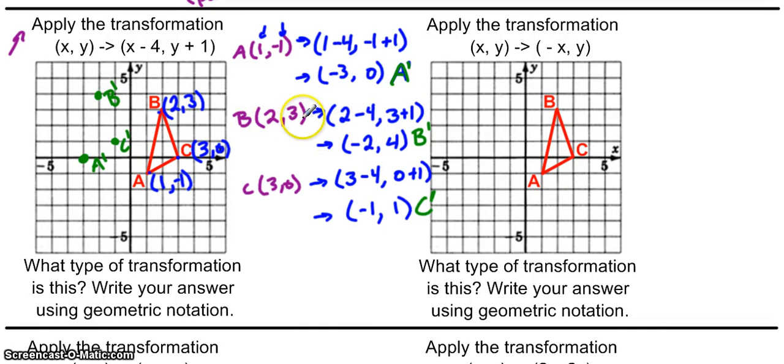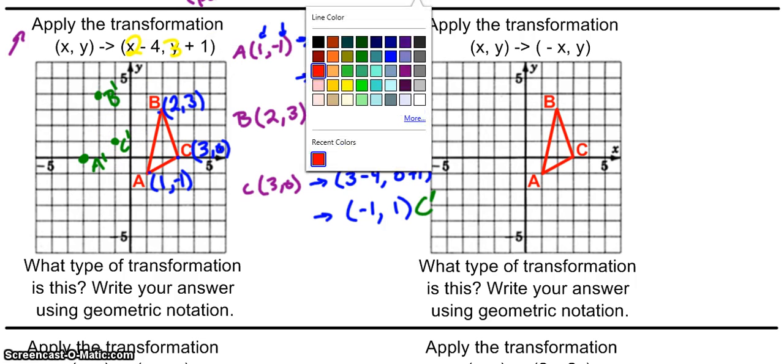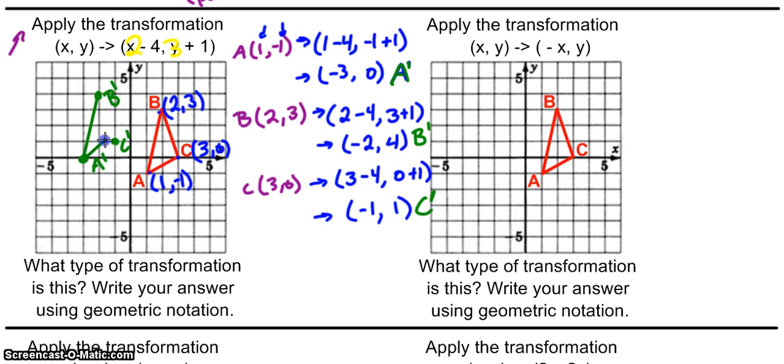So again, I've taken these points, B and C, so B is 2, 3, and just substituted 2 and 3 in for x and y in this transformation. So I get 2 minus 4 and 3 plus 1, and that simplifies to negative 2, 4. And I plotted that right here. Same thing with C. I ended up with negative 1, 1, and I plotted that right here. And once you're done, you can go ahead and connect your points to see what the image should be. And it looks like a translation. So what kind of transformation is this?